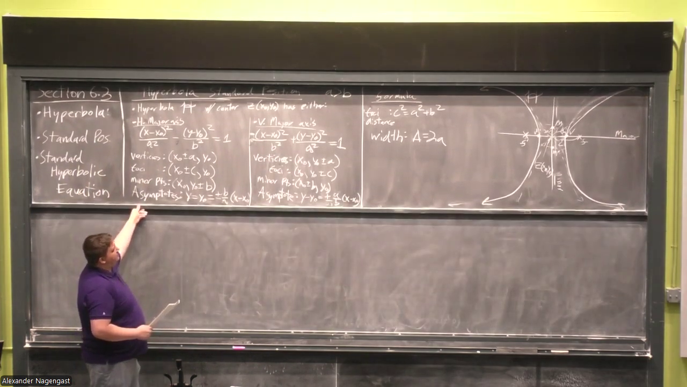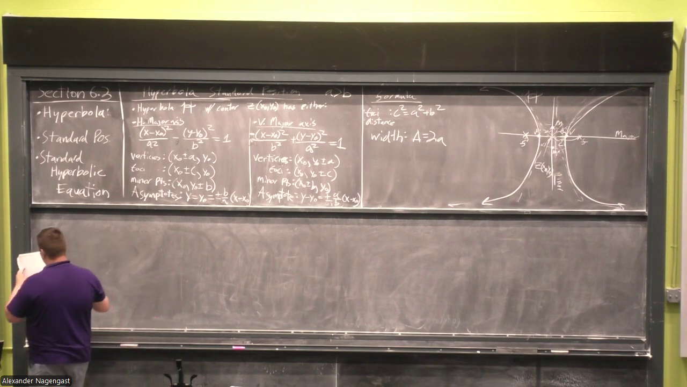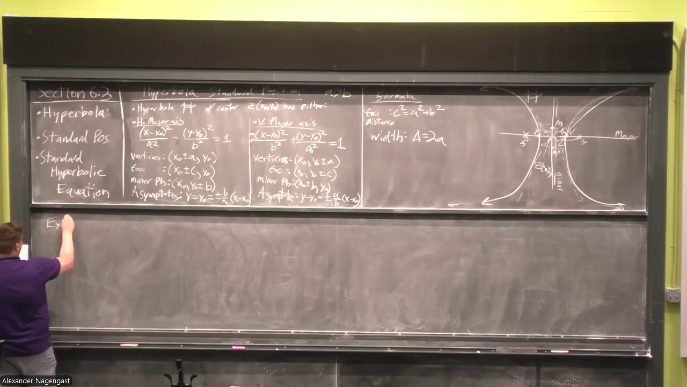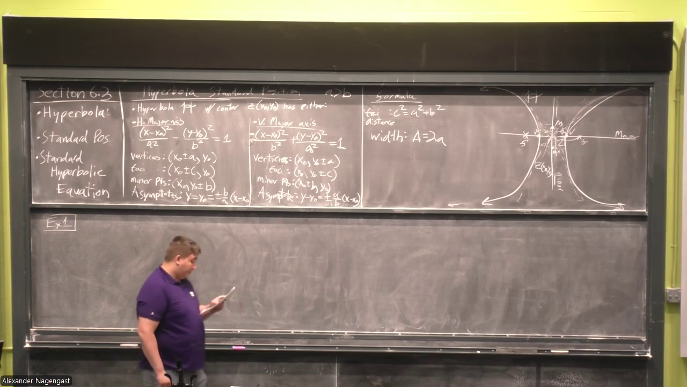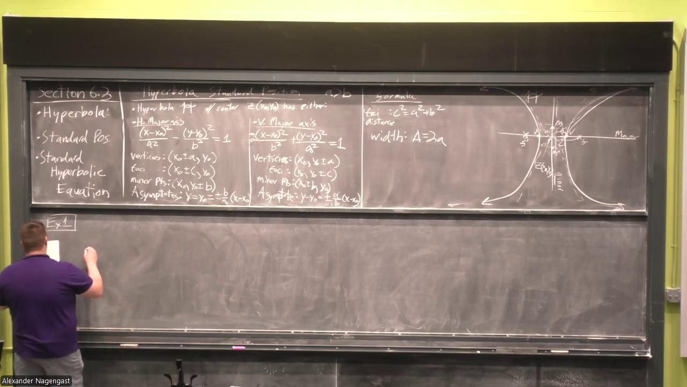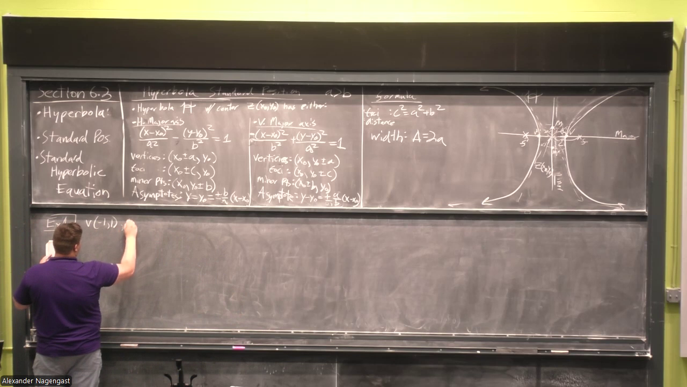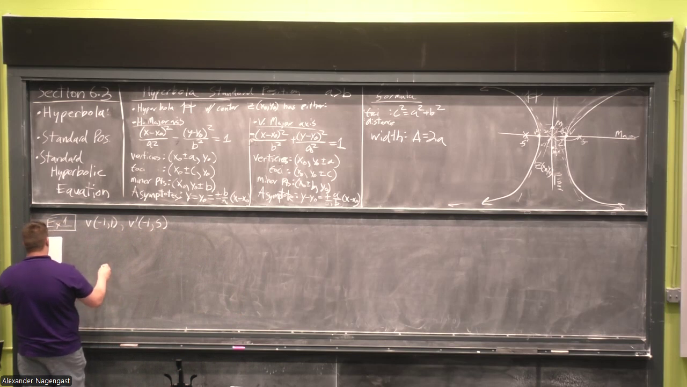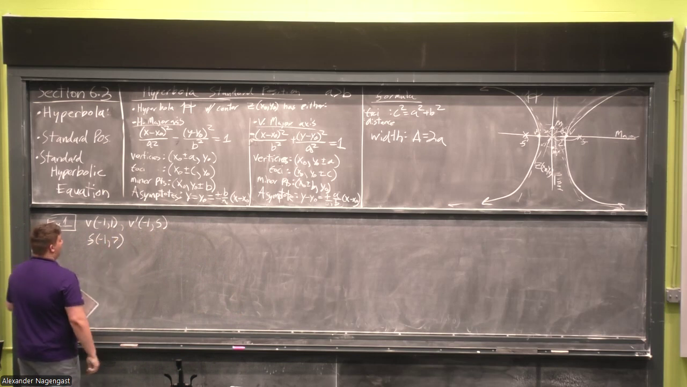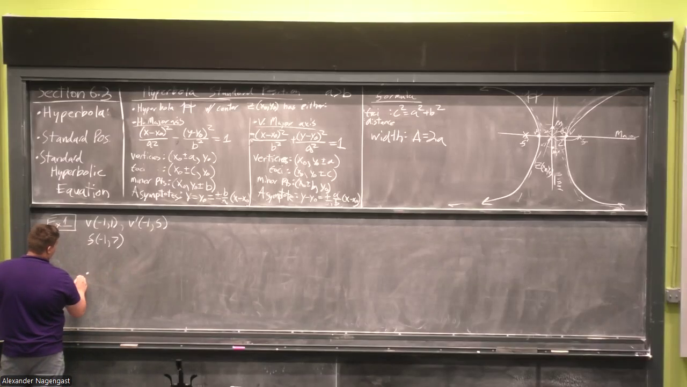So let's do an example. In this example, we want to find the equation of a hyperbola with vertices V is -1, 1, and V prime of -1, 5. And we're going to have our focus F be -1, 7. So we can, again, similarly write it out. We'll have -1, 1.